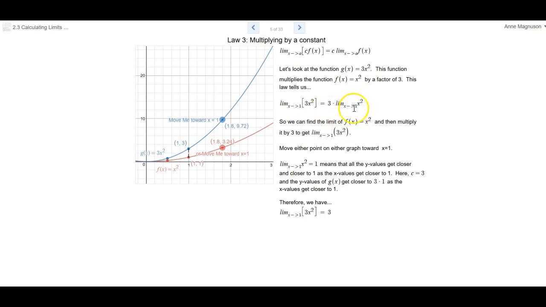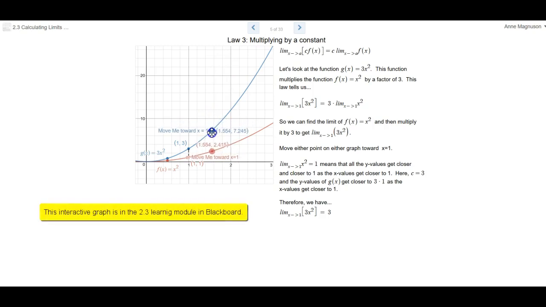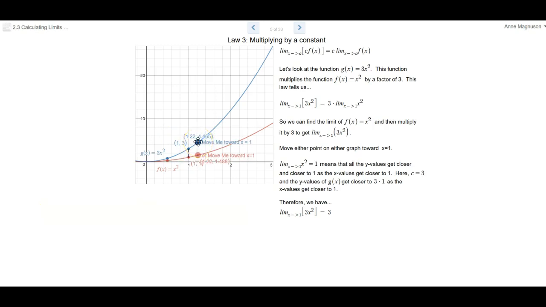So this law is telling us that we can just multiply 1 by that constant c, and our limit is 3. And it makes sense that, when you multiply a function by a constant, if you recall from pre-calculus, you are doing a vertical stretch. So as your x-coordinates are approaching 1, the y-coordinate is just 3 times the y-coordinate of the function f of x equals x squared. So it makes sense that the limit is just 3 times the limit as x approaches 1 of x squared.